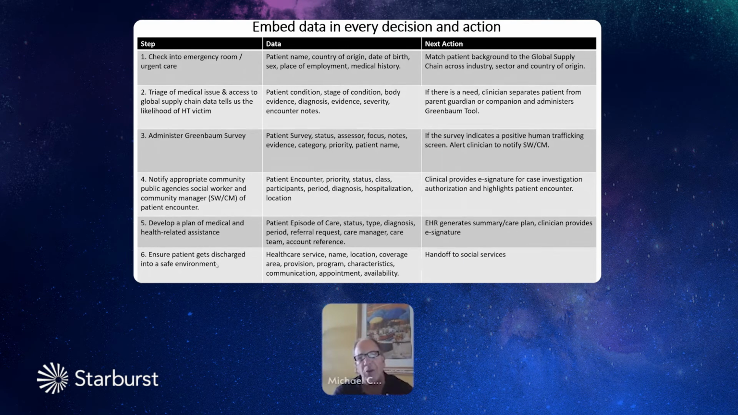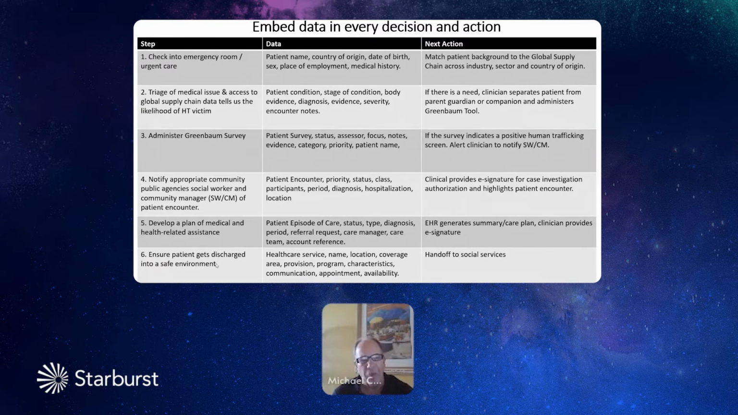And let's take a look at the step, the data, and based on the data, what's the next action that needs to be taken. So the first step, obviously, someone checks into an emergency room or urgent care. During that step, patient name, country of origin, date of birth, sex, place of employment, medical history is obtained. And with that information, there's a search that can be conducted against the global supply chain databases. Those are databases that are updated continuously across industry, sector, and country of origin.